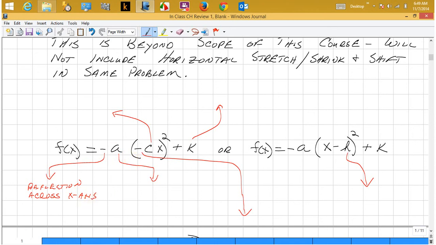The A value, remember, that's a stretch or a shrink vertically, so that would be this negative sign. Remember, that's going to be a reflection across the y-axis because it's affecting the x value, so it's going to flip it across the y-axis.